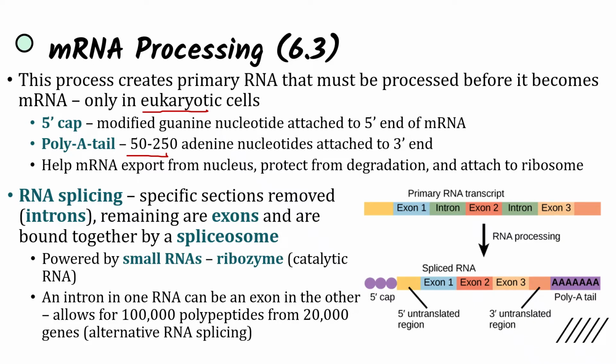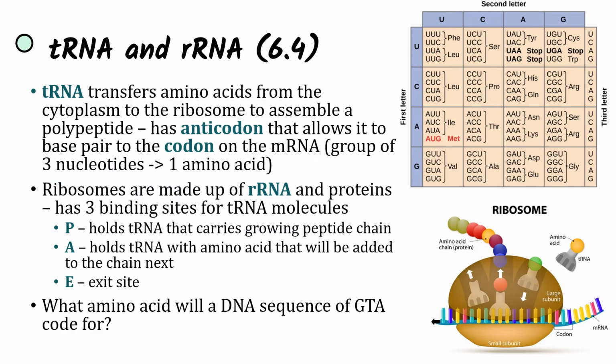So from the same primary RNA, you can have different finished mRNA, which will then result in different protein expression because what counts as coding and non-coding region can change. And so now we're going to move into translation, the next step.